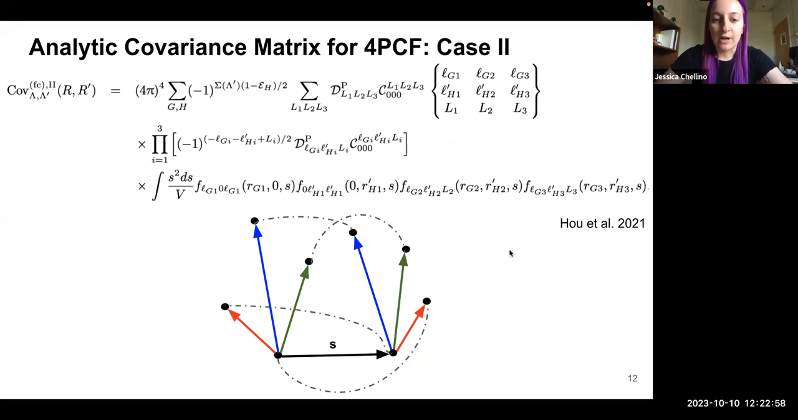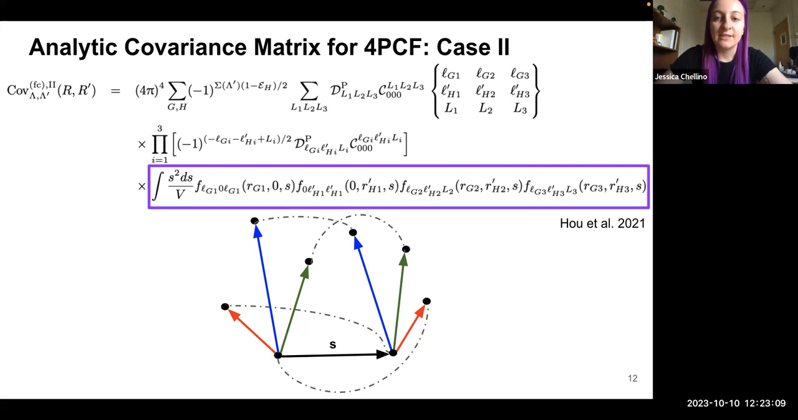Case 2 is a bit more complicated because now we have primary vertices coupled to endpoint vertices. And again, what I want to focus on in this equation for the case 2 covariance is the integral over the separation between the two primaries. Now we have 4 different F integrals multiplied together. So for both case 1 and case 2, we need to evaluate the F integrals. For case 1, we also need the 2-point correlation function.